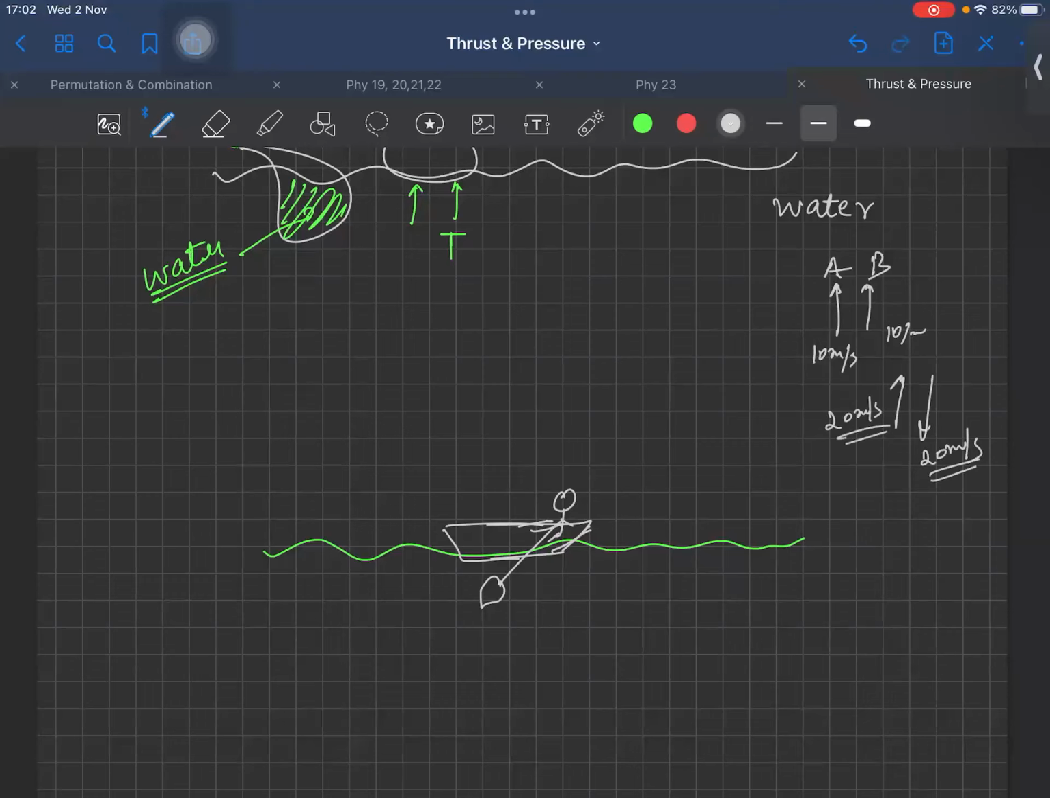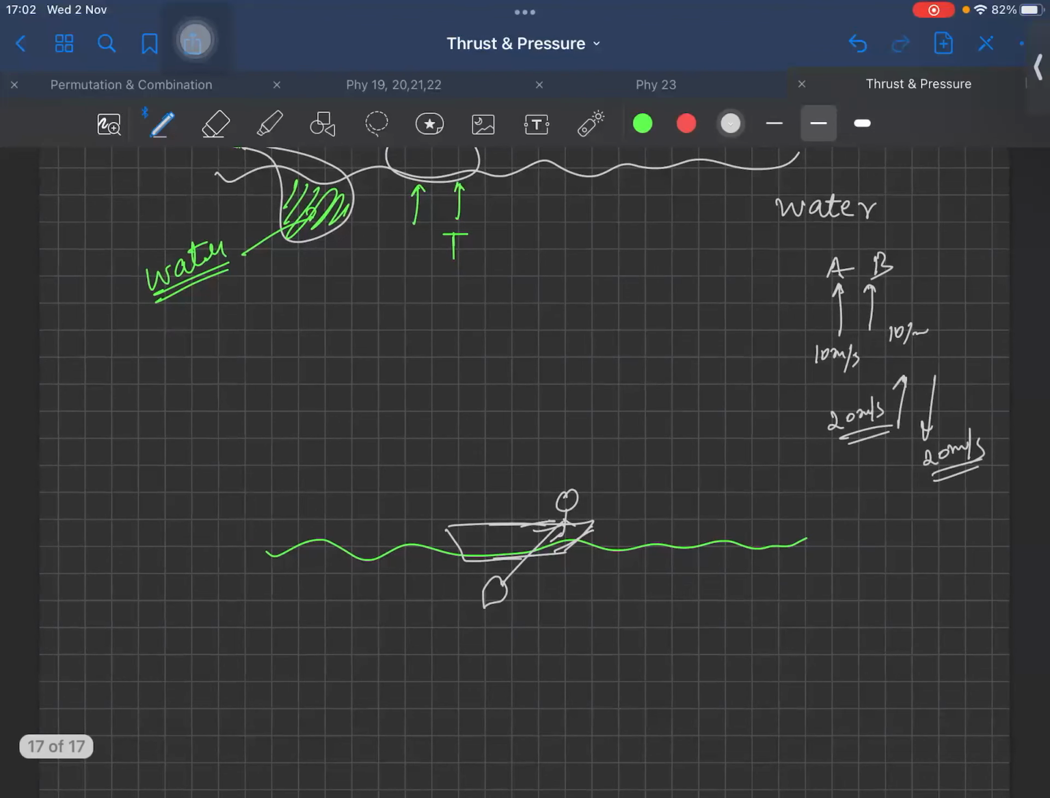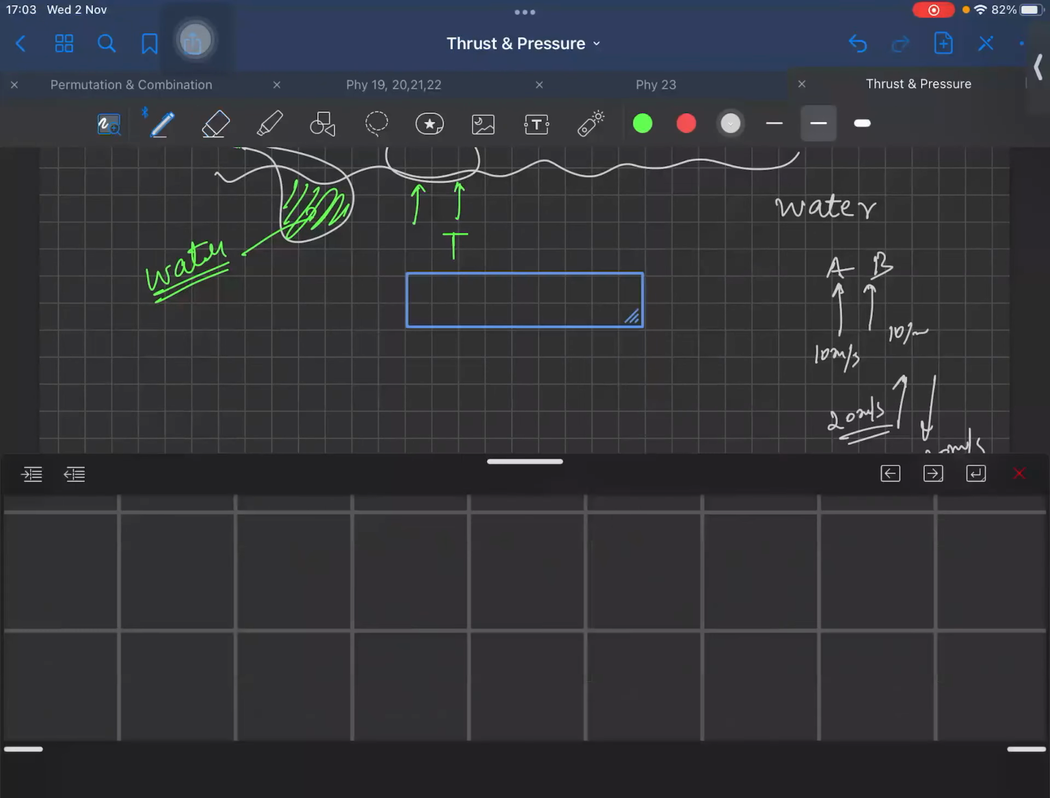So here we are using relative motion. Similarly, there is a term called relative density. It is the density of any object divided by the density of water. That is called your relative density or specific gravity. So there are two terms. We are going to learn about these terms, but not now.